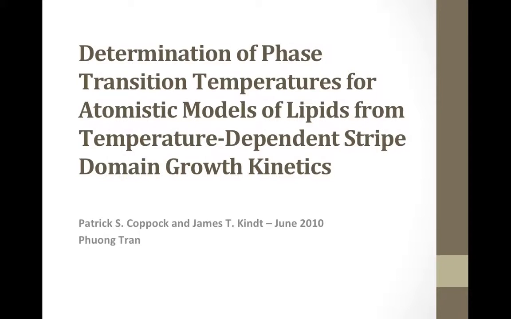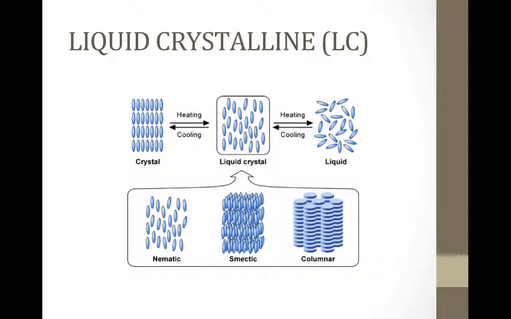And what is the LC phase? It is the liquid crystalline phase, a distinct phase of matter observed between the crystallized solid and isotropic liquid state. There are many types of liquid crystal state depending on the amount of order in the material, and it has three types: nematic, smectic, and columnar.